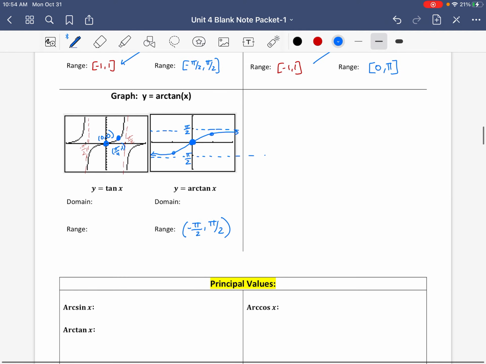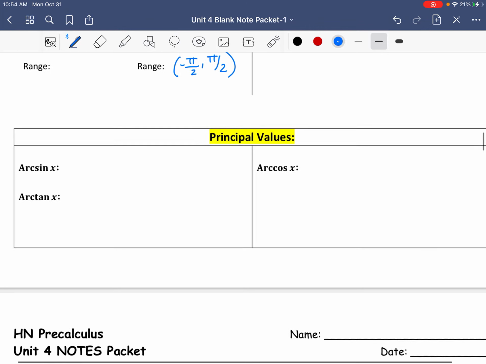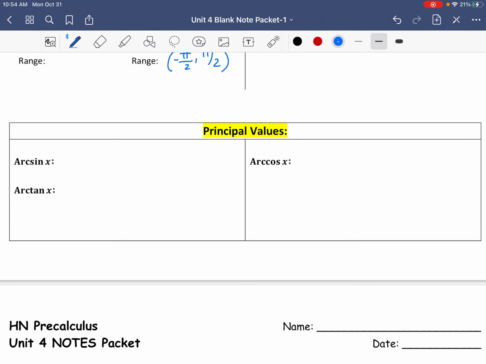Okay, so what does all that mean? All those graphs help us find what's called a principal value. A principal value means when I ask you from now on, from this moment on, when I say what is arc sine or arc tangent, we have to be stuck in that range that we just defined. And so for arc sine and for arc tangent, our range that we're going to be stuck between is negative pi over 2 to positive pi over 2. Tangent does not include it, but negative pi over 2 to positive pi over 2.